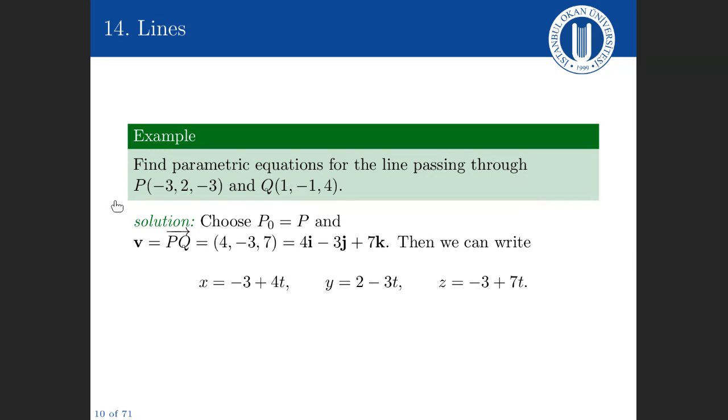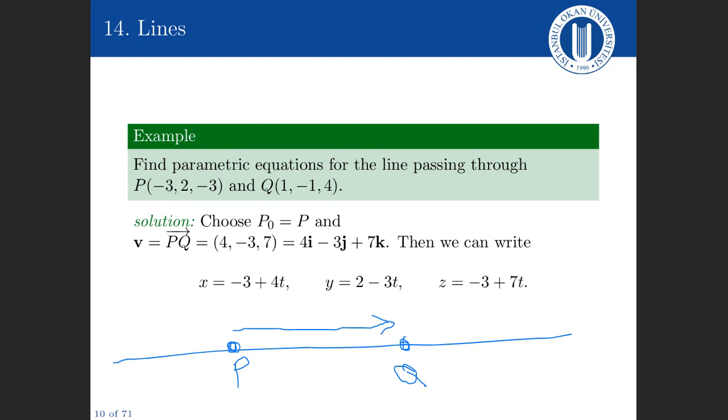For this example, I'm choosing to take point P. We also need a vector which is parallel to the line. We have this line that passes through the point P, passes through the point Q. We need a vector which is parallel to the line, and we might as well take the vector from P to Q, which we can calculate is 4i minus 3j plus 7k.